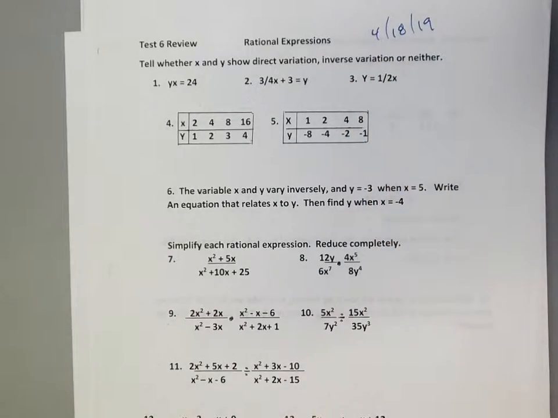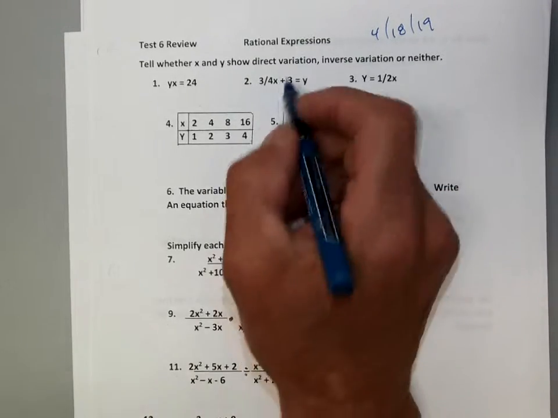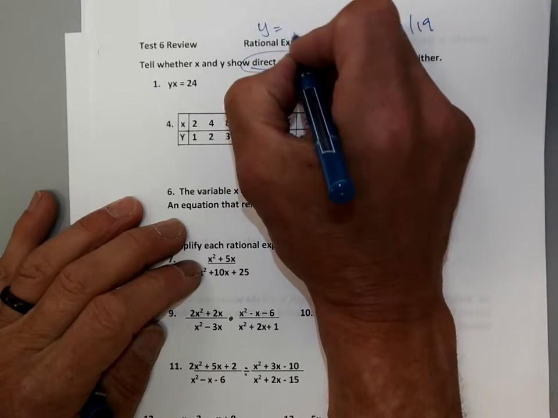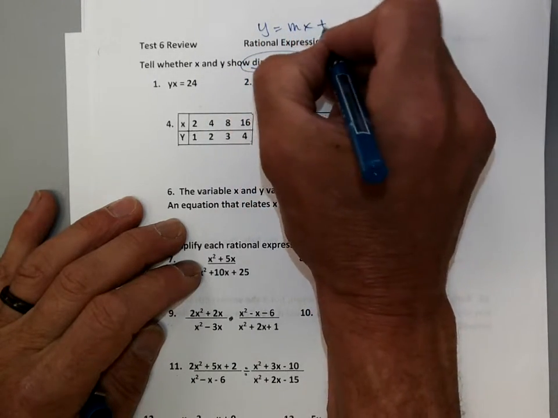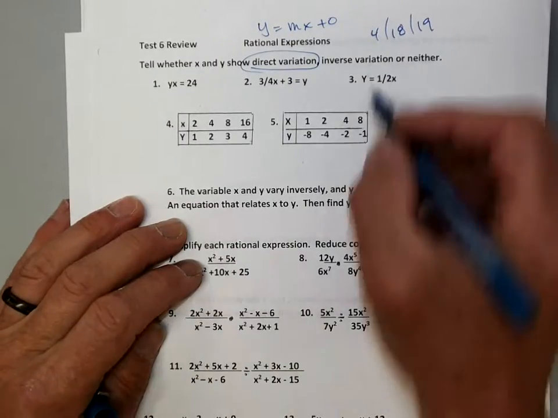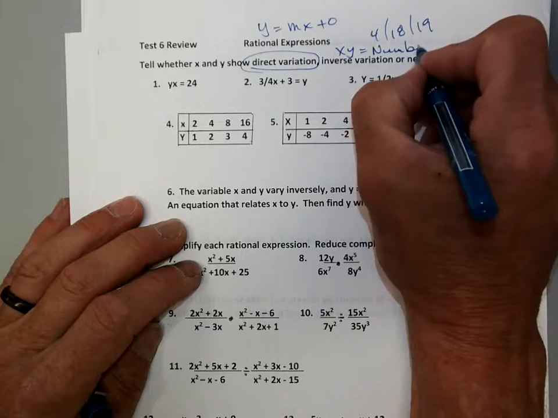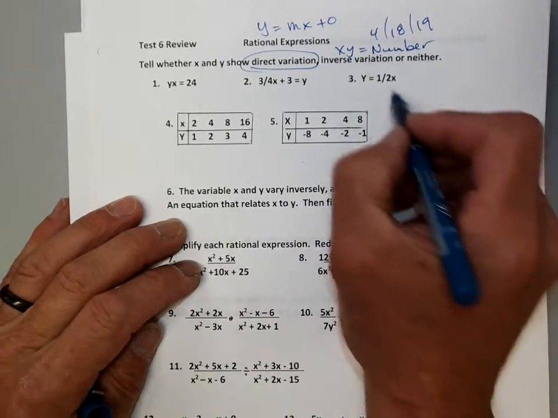Okay, so right off the bat, direct, inverse, or neither, right? So direct is going to be, hopefully you know, y equals some mx plus 0. It has to be, right? Inverse is x times y equals some number, okay? And neither is going to be neither one of those two, right? Does that make sense?